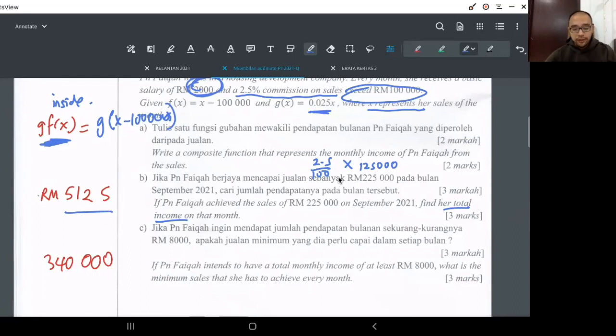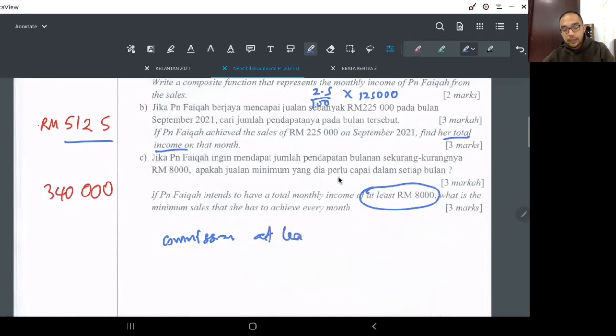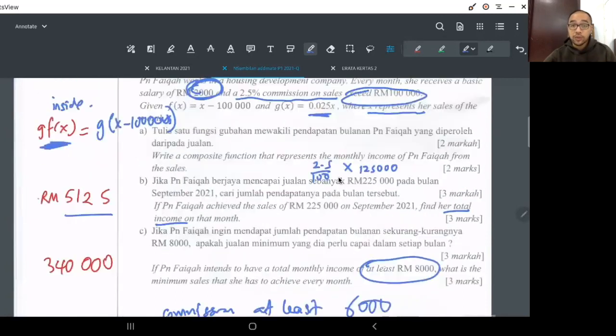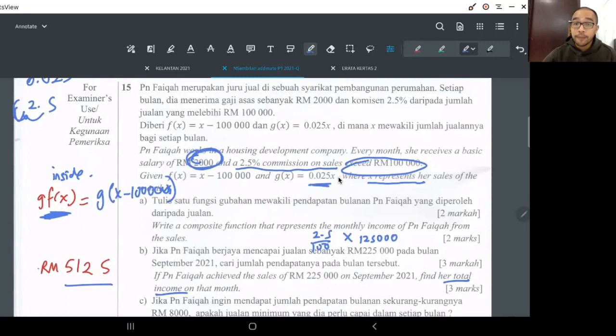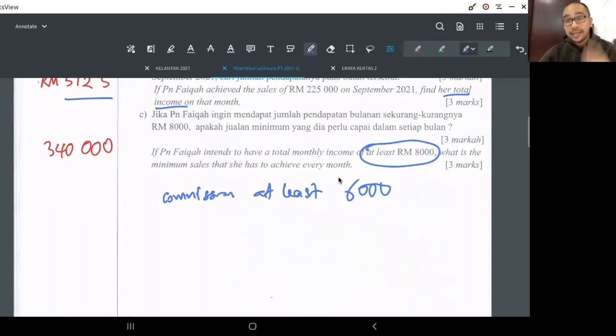Last question. If Puan Faika intends to have a total monthly income of at least 8,000, what is the minimum sales that she has to achieve every month? Okay, at least 8,000. Now, if her total monthly income is at least 8,000, she needs to have a commission. Her commission must be at least 6,000 because her basic is 2,000. Belum tambah commission lah. So she receives a basic salary of 2,000, so her commission must be at least 6,000.